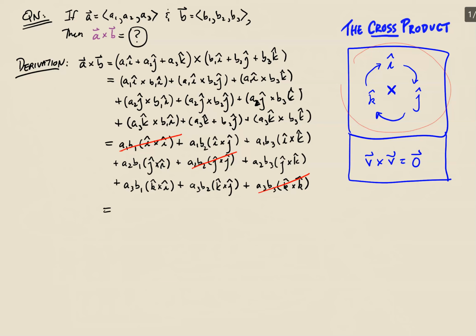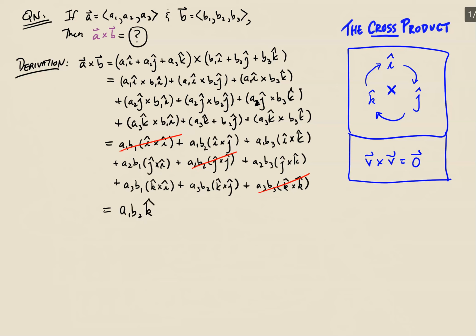So for example, in this first surviving term here, A1B2 times I cross J. Well, what's I cross J? Well, we look over here. I cross J, we're going in this direction. I cross J, so that gives us K. So that first term actually is just going to become A1B2 times K hat.